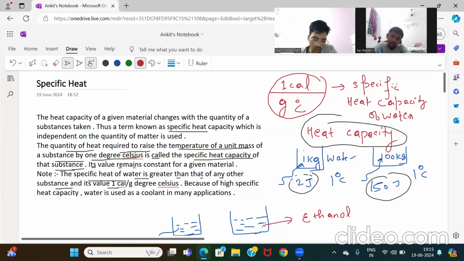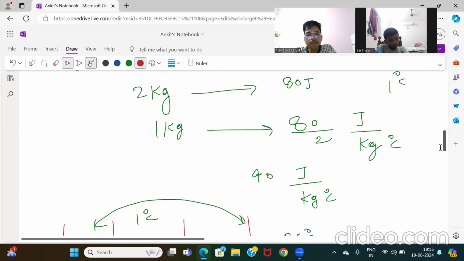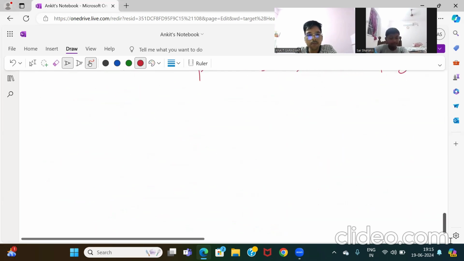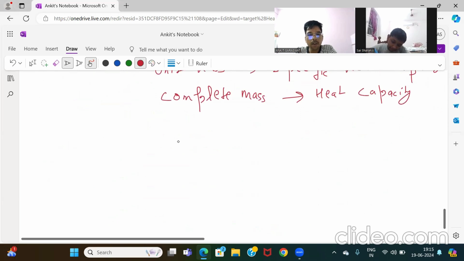No, sir. Now write down the factors affecting the specific heat. What are the factors affecting the specific heat? Write down.